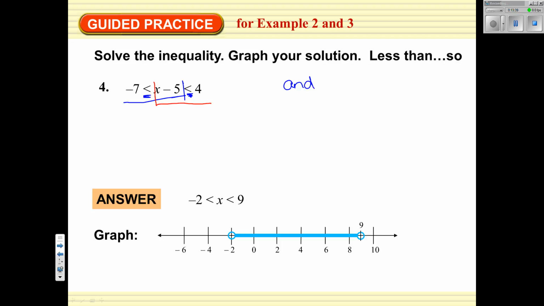Okay, you should have solved, and when you added 5 to both sides, you should have gotten x is greater than -2 and x is less than 9. And when you graph it, there's the middle part. There's what you graph. It's an "and" statement, so it has to be where they overlap, and there's the place they overlap. Okay, moving on.